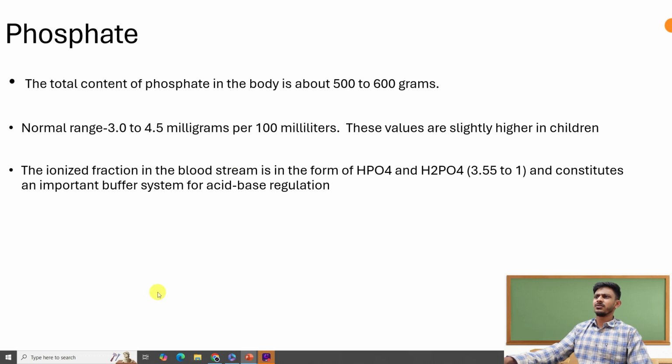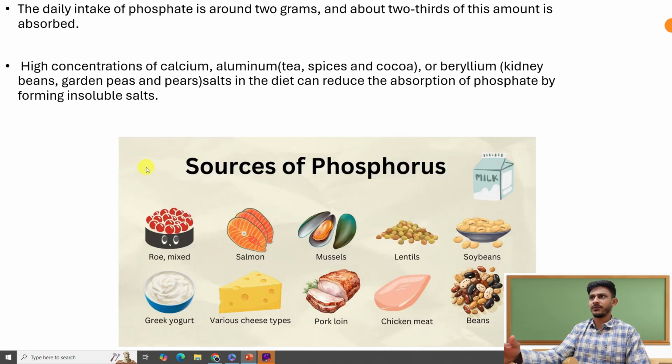Now, phosphate total content is 500 to 600 grams, and a normal range is about 3 to 4.5. Rich sources of phosphate are seafood, as you can see, lentils, soybeans, Greek yogurt, and cheese. Basically, cheese and Greek yogurt are rich in both calcium and phosphate.